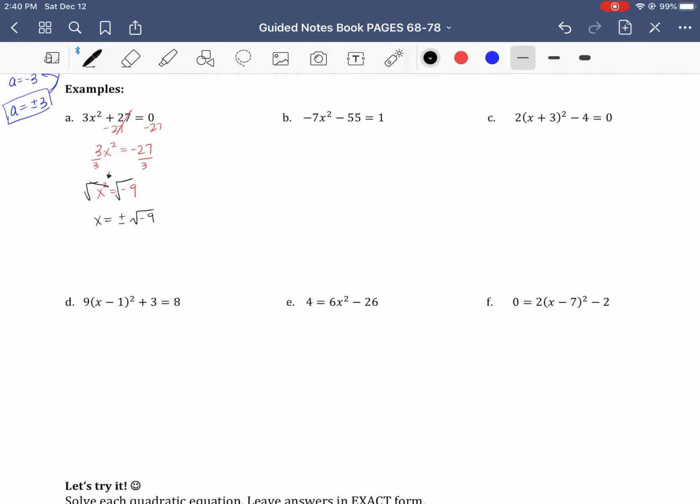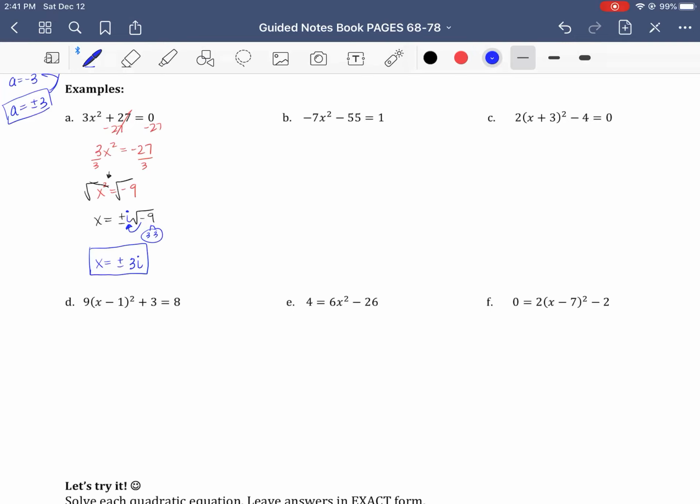Now, before I write my final answer, I want to make sure that I simplify as much as possible. A radical is not simplified if there's still a negative inside. So we want to pull this out, and remember, in a square root where the index is even, that's going to be an i value. And then if I break down 9, the square root of 9 is just 3. So x is equal to a positive and negative, or plus or minus, 3i. And there's nothing left in the radical, so that's what we would be looking at there. Okay.